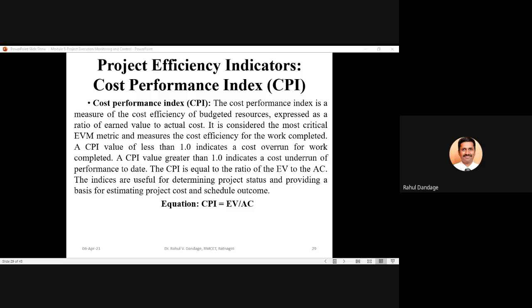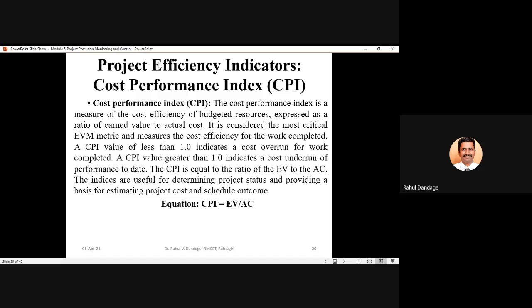and it will indicate that the project performance is not satisfactory. So the value of CPI should always be greater than 1, so that the earned value will be more than the actual cost which is incurred in that particular project. The CPI is always equal to the ratio of EV to AC.